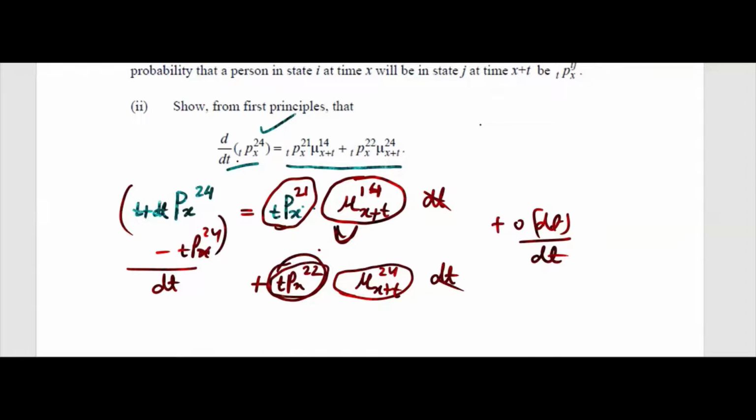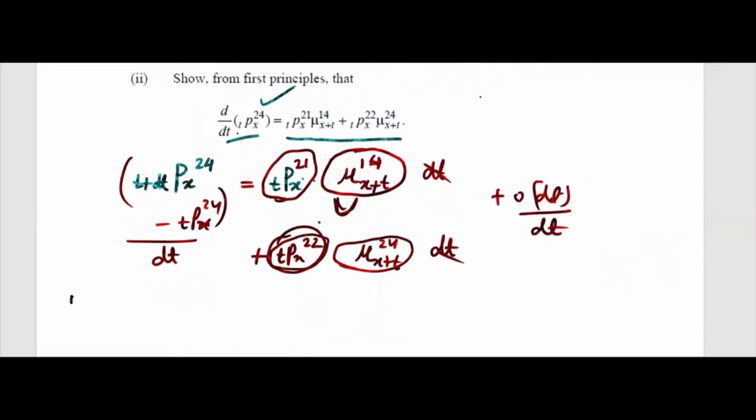When you take limit dt tends to 0, here when you take limit this will be 0 by property we discussed already, and these two terms you will get here, see, appearing 1 2 1, 1 4 2, 2 2 4.